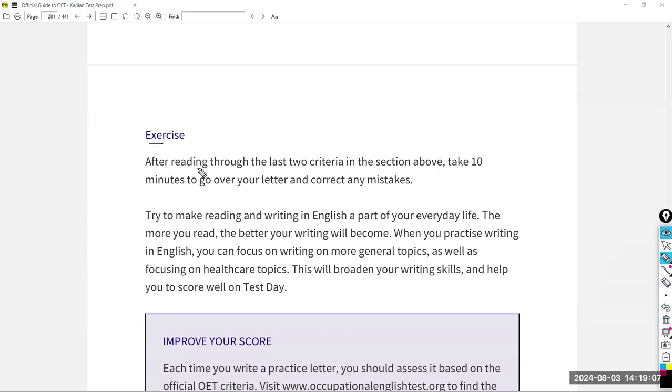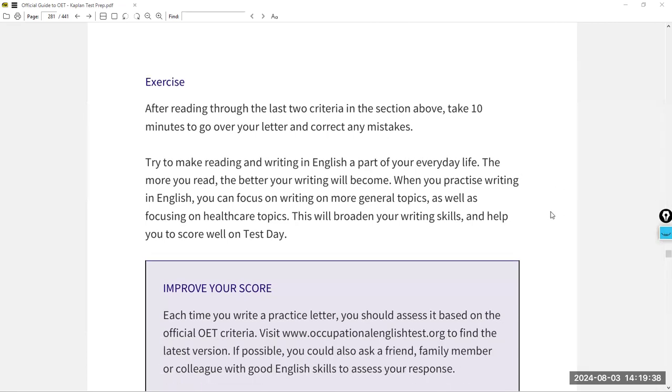Okay, now after reading through the last two criteria in the section above, let's take 10 minutes to go over your letter and correct any mistakes. So you can pause the video, please, and write through the tasks that I showed and the case notes that I showed you, because by the end of this video, I'm going to show you the two samples of the two letters. Okay.